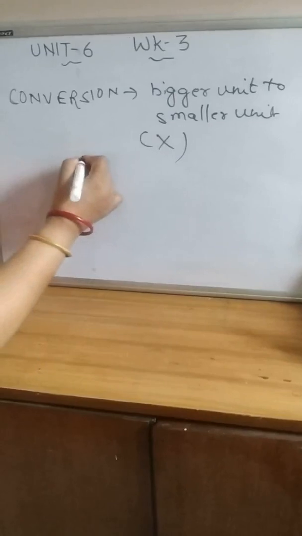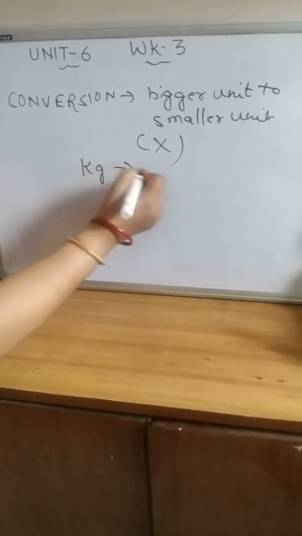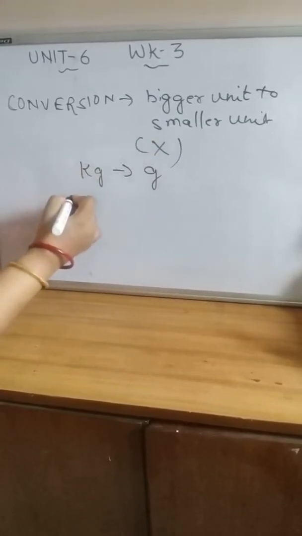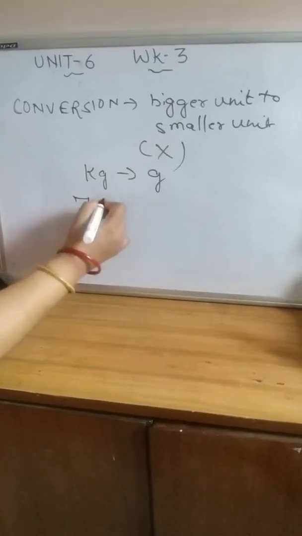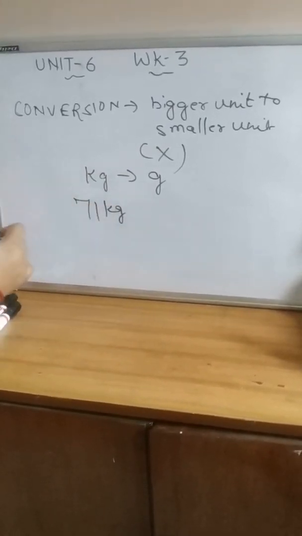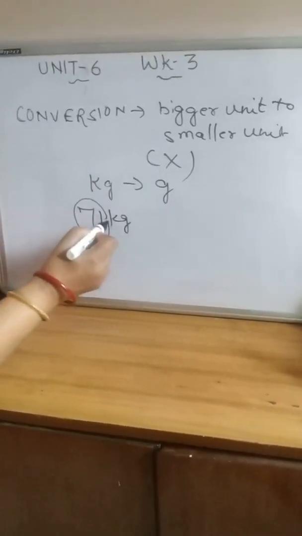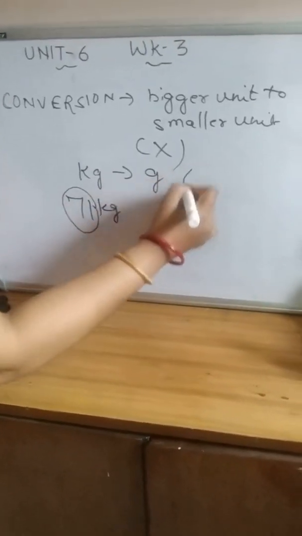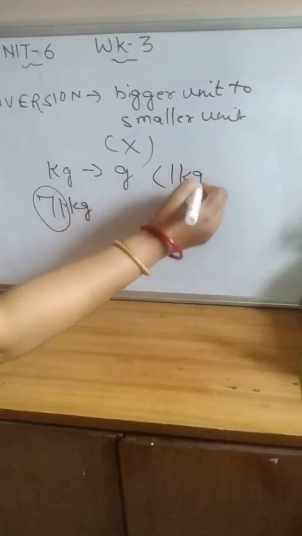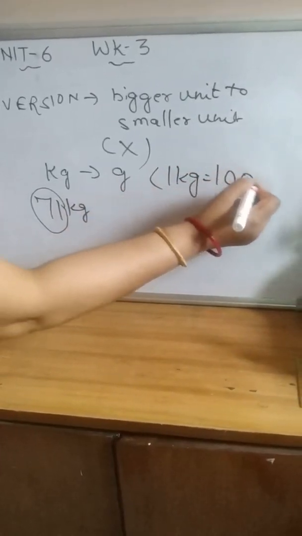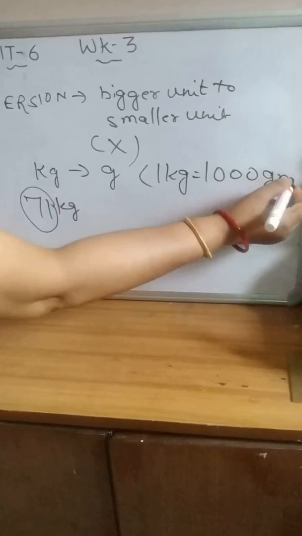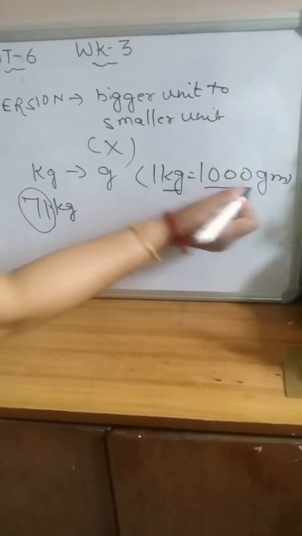For example, we have to convert kilogram to gram. So for example, 71 kilogram, I have to convert it. What we will do, what is the rule? The number of the kilogram will be multiplied by 1000. Why? Because 1 kilogram equals 1000 grams.